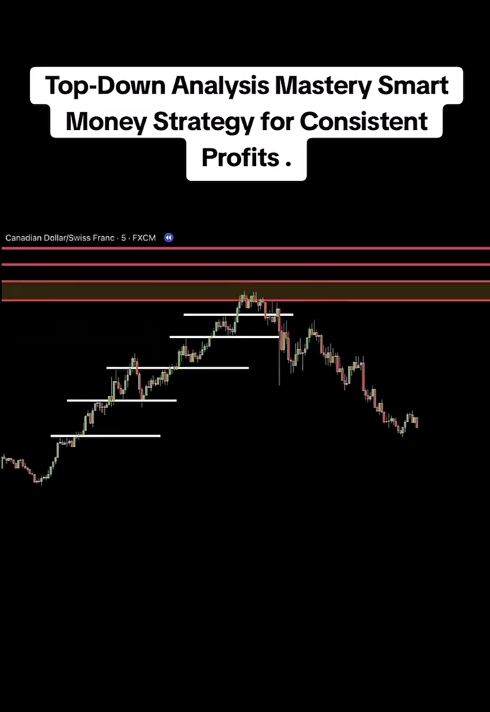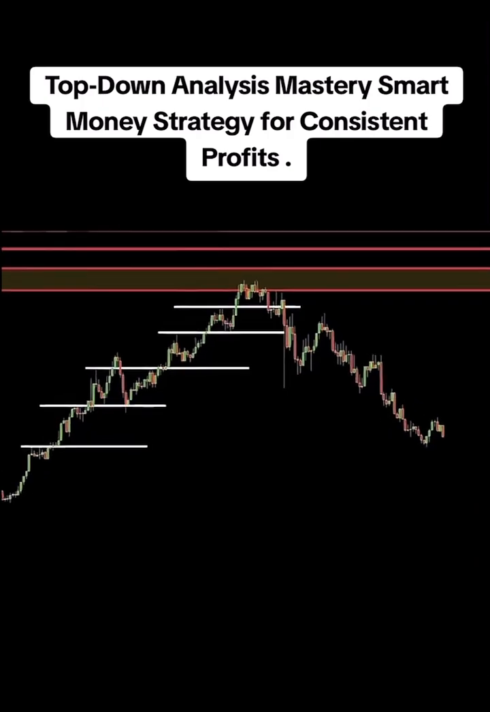Without top-down analysis, we might have entered this trade and been caught off guard by the reversal. By analyzing both time frames, we protect ourselves from setups that look good on the surface, but don't hold up when we see the bigger picture. Now that we understand why top-down analysis is essential, let's dive into how to actually conduct it step by step.